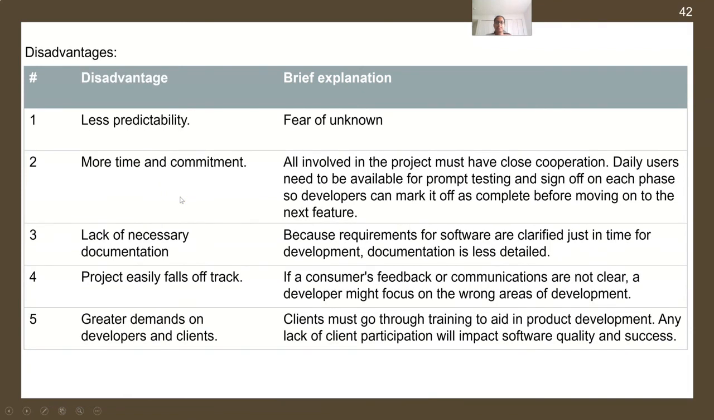What are some of the disadvantages of using Agile? It is less predictable, that is the fear of unknown. More time and commitment is needed from the customers, as we already saw. Lack of necessary documentation. Project easily falls off track. Greater demands on developers and clients. Since the changes are rapid and we need client participation, it will definitely impact the software quality and success.